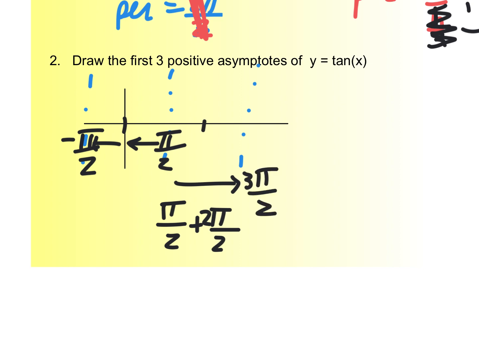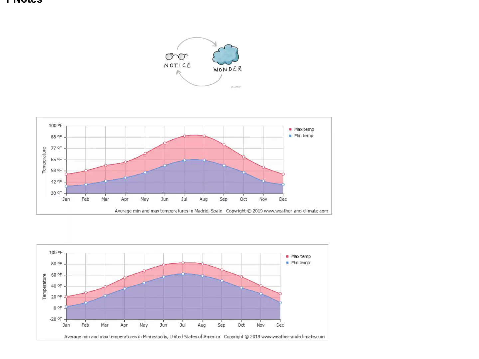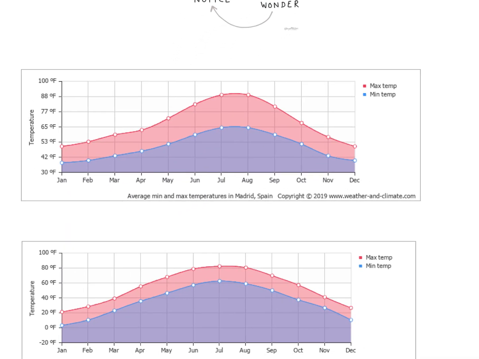Another way to do it is this. If you just know there's a mark there, you can go 1 pi over 2. This must be 2 pi over 2, and this must be 3 pi over 2. All right. You guys get that? Did anybody get that right? Oh, only a couple. So, next challenge.